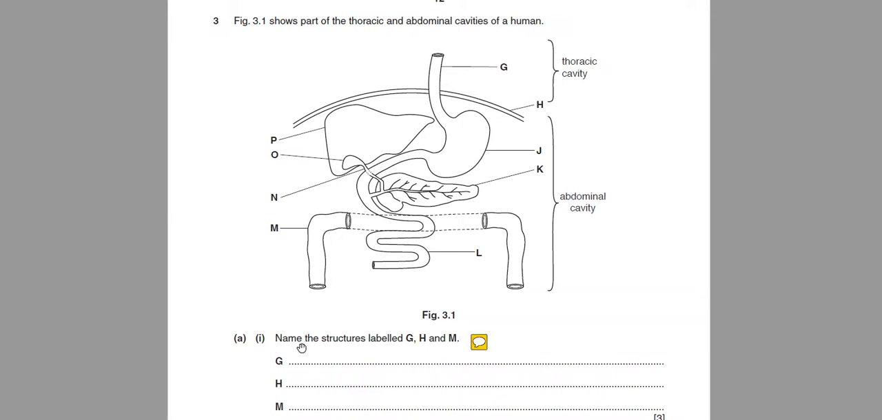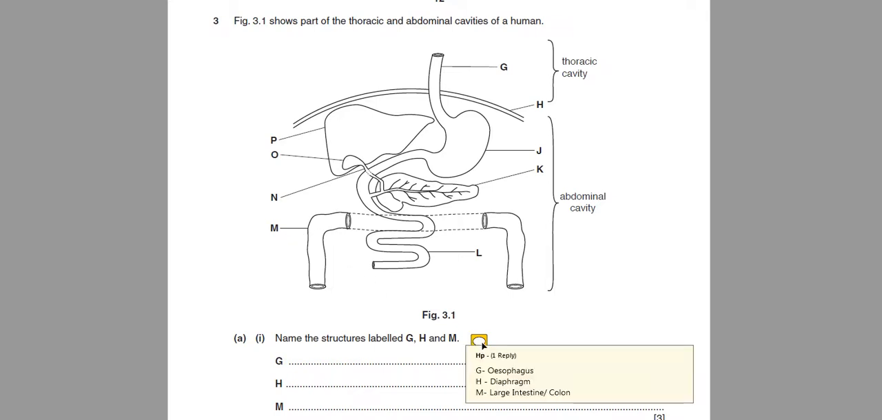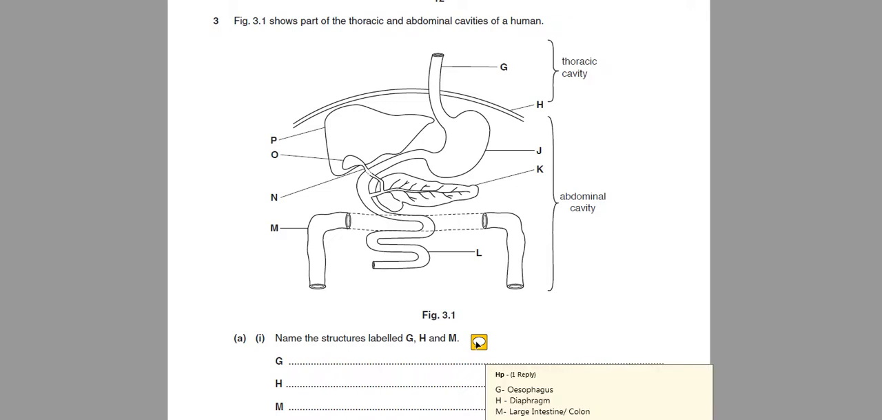So what are they asking? They are asking to name the structures labeled G, H and M. So G is this, which is actually the esophagus, and H is what? H is this, the diaphragm, which is actually separating the thoracic cavity and abdominal cavity. Okay, the diaphragm is not part of the digestive system. And then what do we have? We have M, which is actually the large intestine or colon. So make sure that you are writing the correct spellings of these labelings.